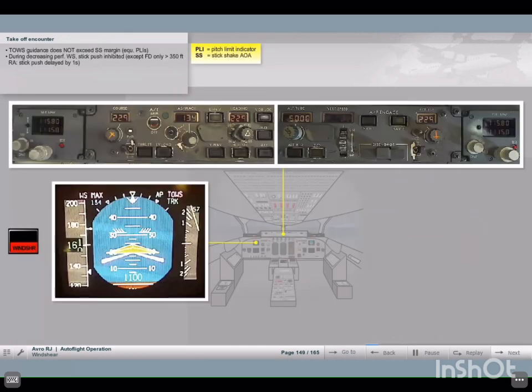TOWS recovery guidance will not exceed the displayed margin to stick shaker AOA, which is the same as the PLI. During a decreasing performance wind shear, the stick push is inhibited, except that above 300 feet RA with the AP disengaged, FD only, the stick push is delayed for 1 second rather than inhibited.